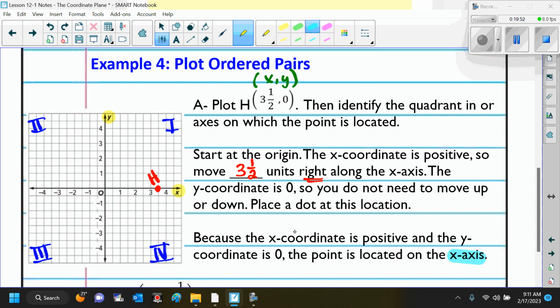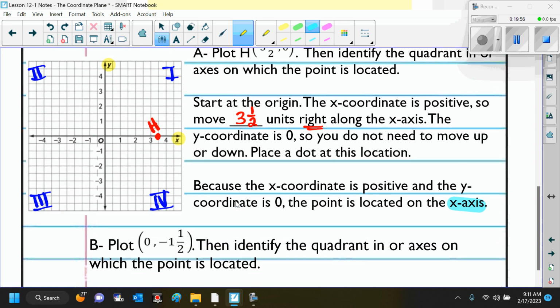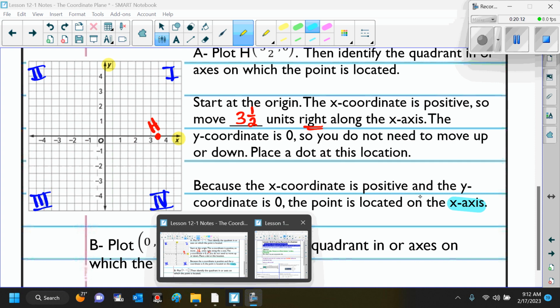All right, so now I want you to do example 4B with your table partners. And again, you can just use the same graph. All right, so this time we're going to graph 0, comma, negative 1.5. And then we want to identify the location.